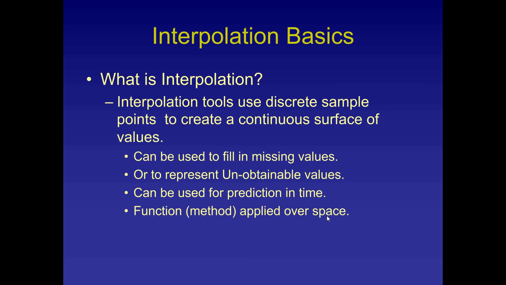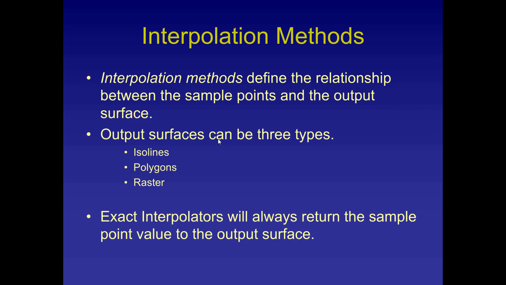Spatial interpolation basics. Interpolation tools use discrete sample points to create a continuous surface of values. This can be used to fill missing values or to represent unobtainable values. Interpolation can be used for prediction over both space and time. Interpolation methods define the relationship between the sample points and the output surface. Output surfaces in general can be three types: isolines, polygons, or raster.